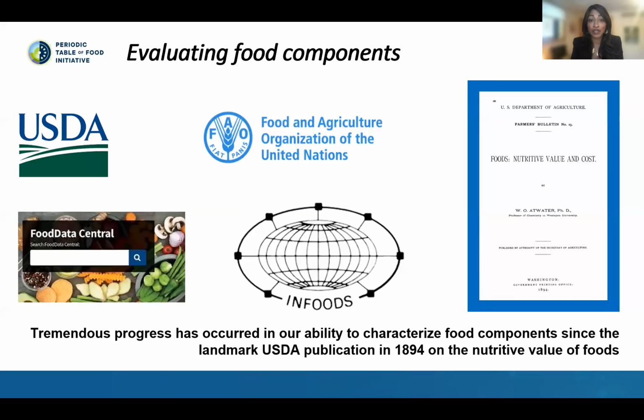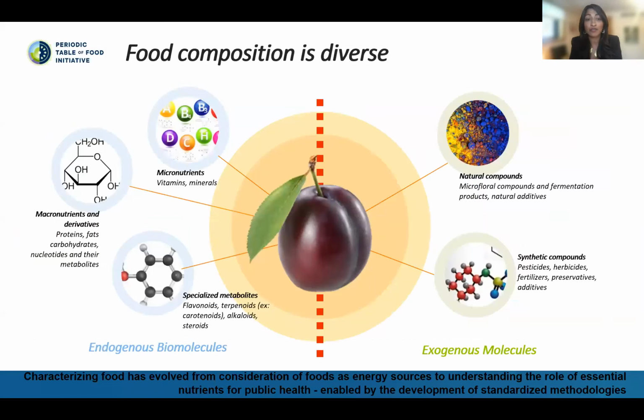Tremendous progress has occurred in our ability to characterize food components since the landmark USDA publication in 1894 on the nutritive value of foods. Specifically, characterizing food has evolved from consideration of food as energy sources to understanding the role of essential nutrients for public health, very much enabled by the development of standardized methodologies. This includes the macronutrients, proteins, fats, carbohydrates, micronutrients, vitamins, and minerals, and increasingly specialized metabolites or secondary metabolites or phytochemicals, including flavonoids, terpenoids such as the carotenoids, as well as alkaloids.